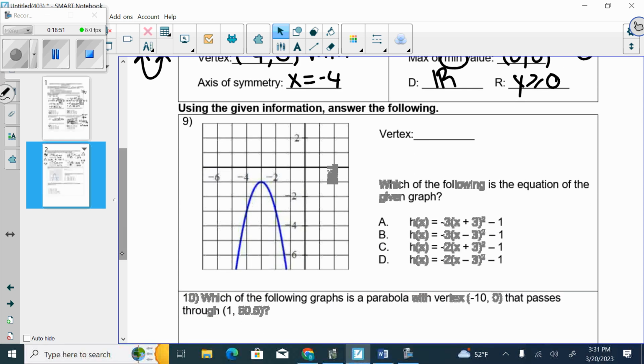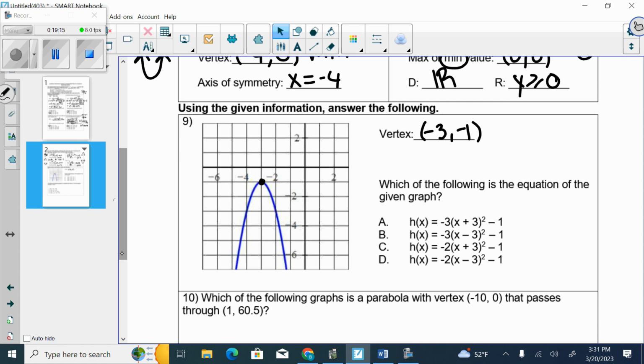Okay, number 9. First, they ask where the vertex is. So remember, that's this coordinate point right here. So where is that point at? -3 for the x value, and where for the y value? -1. Nice.